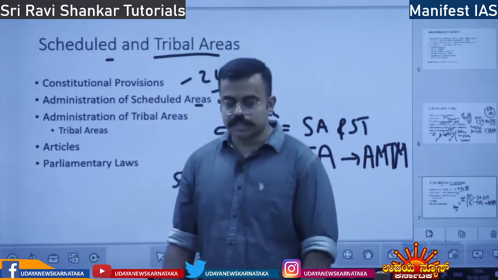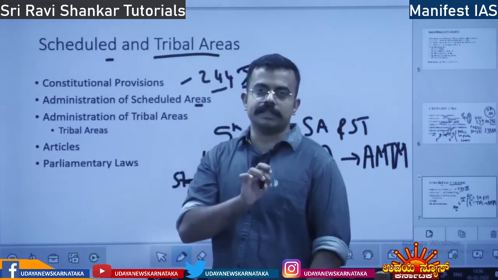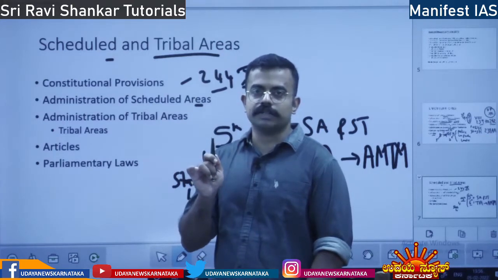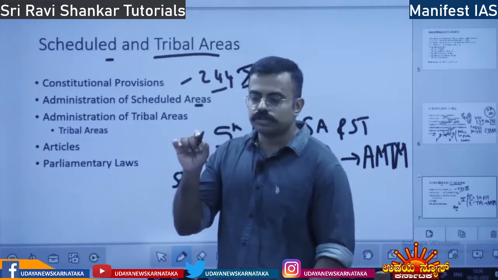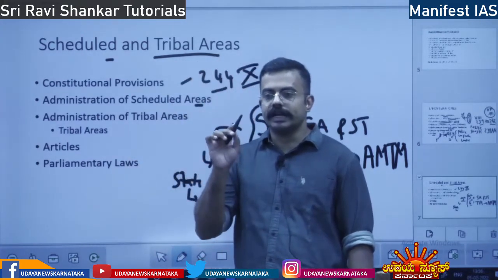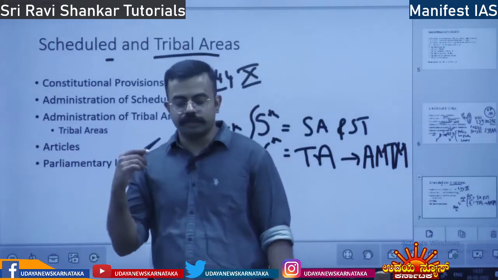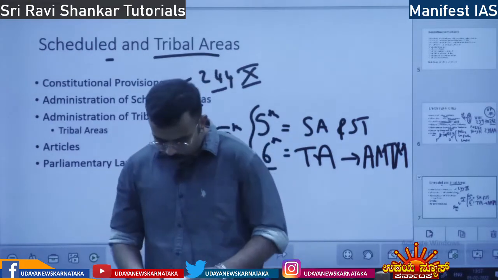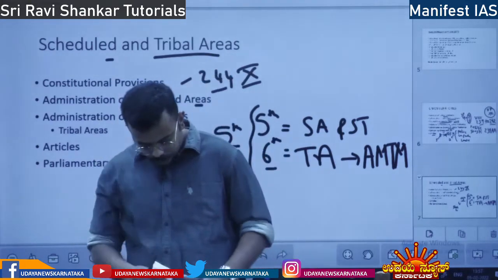So, scheduled area, tribal advisory council. What is the tribal advisory council? It is a council consisting of tribes and other administrators. It consists of 20 members. So they advise the governor on various matters.